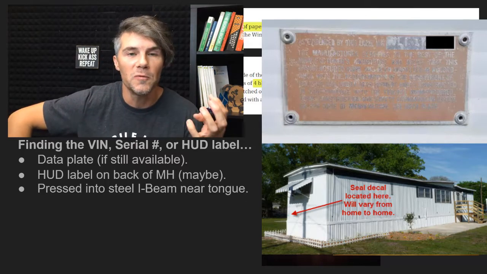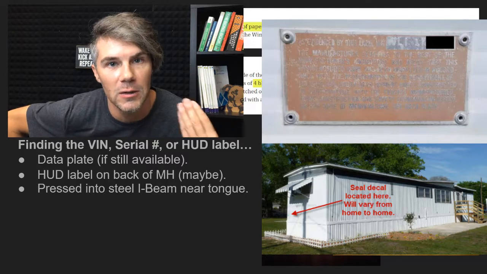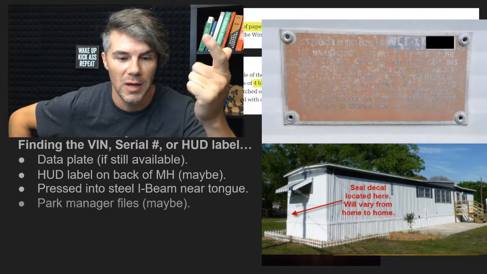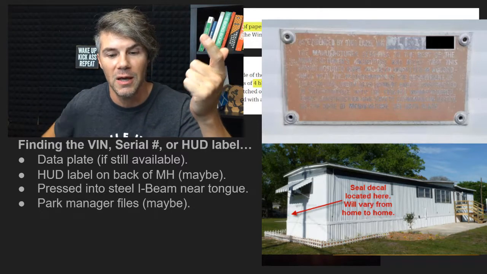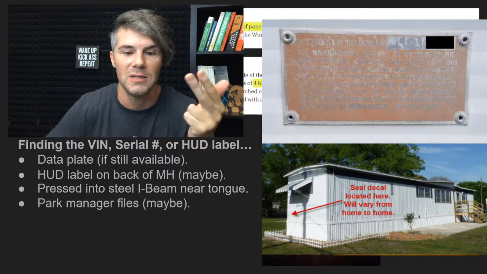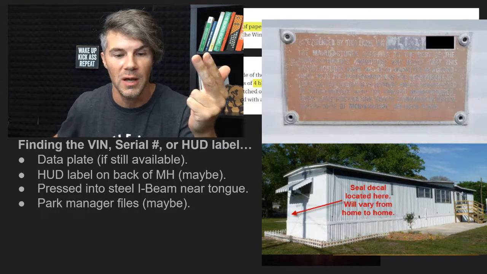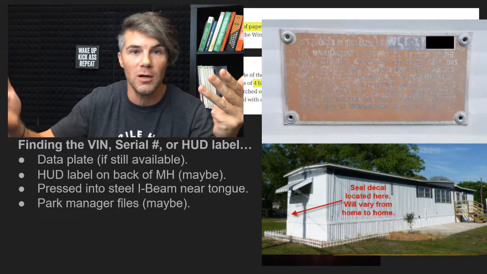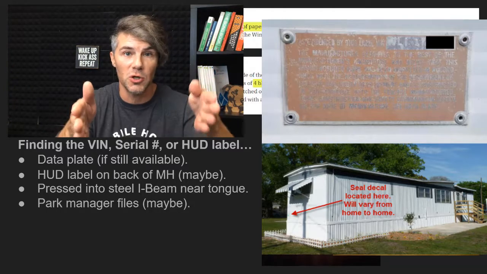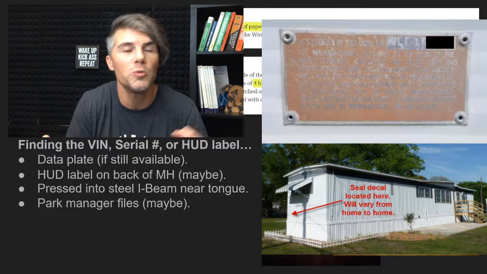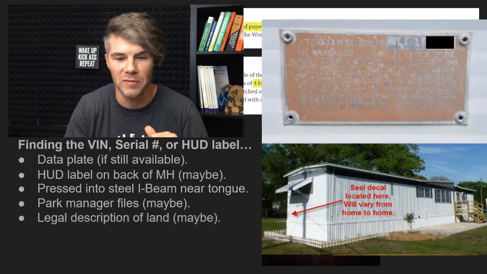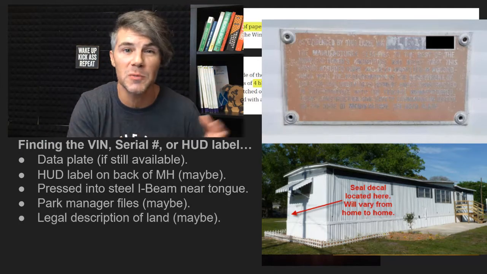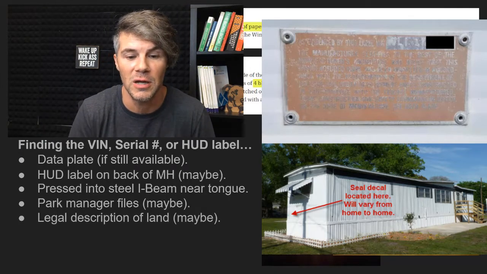But it'd be super helpful because I get emails all the time from people that don't have the data plate, they don't have a HUD label number on the back, they can't find the numbers pressed into the I-beam near the front. There's no park manager to talk to, and if there is, maybe you can ask your manager to say, hey, do you have any old paperwork on my mobile home? Do you have like a copy of the title from years past or anything in your file?